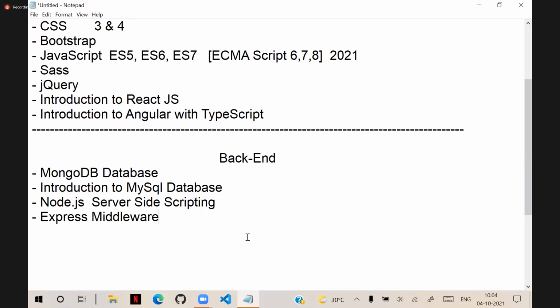And all these together, to complete all these concepts, it will take 4 months of time. And 4 months is the maximum time. That means within 4 months, we have to complete all these topics. So 4 months is our maximum target time.